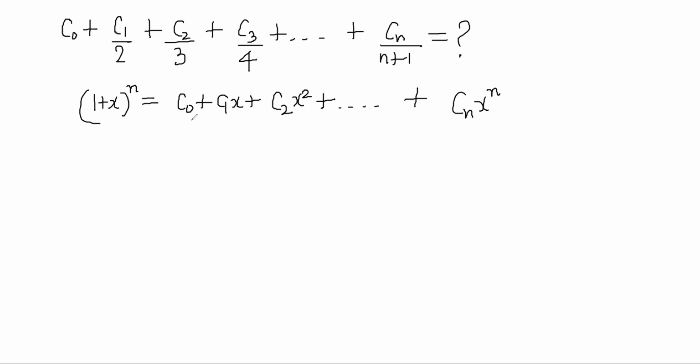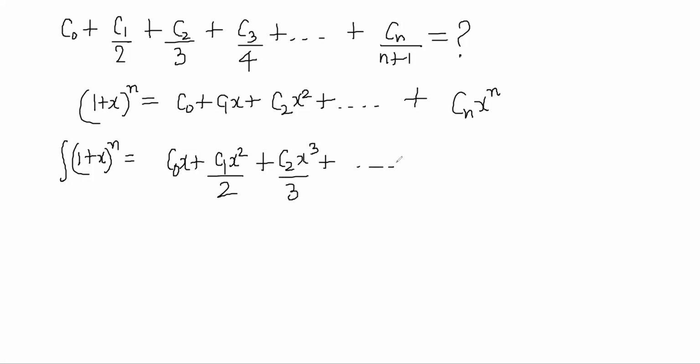Now what should I do? Integrate it, right? Because only by integration can I get x square by 2, right? So if I integrate it, I will get an identity again, but I want to integrate in certain limits. I will get c0x plus c1 x square by 2 plus c2 x cube by 3 plus so on cn x power n plus 1 by n plus 1 plus constant, but I don't want these things to appear, right? So I will not do a normal indefinite integration. I will do integration from 0 to 1.